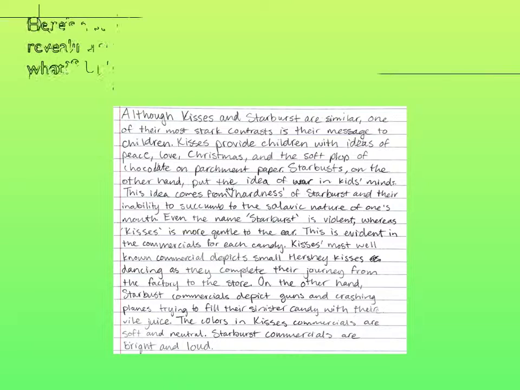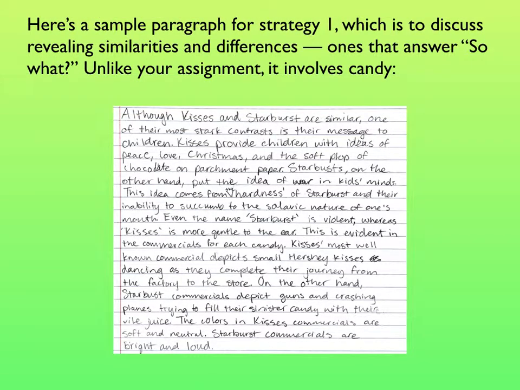Now, an example. A sample paragraph for strategy 1, done by 2 students in class here. They decided to choose strategy 1, which is to discuss revealing similarities and differences, ones that answer so what. Unlike your example, it involves candy. So you can kind of read that one and see how at least 2 students decided to apply one of the 5 strategies.